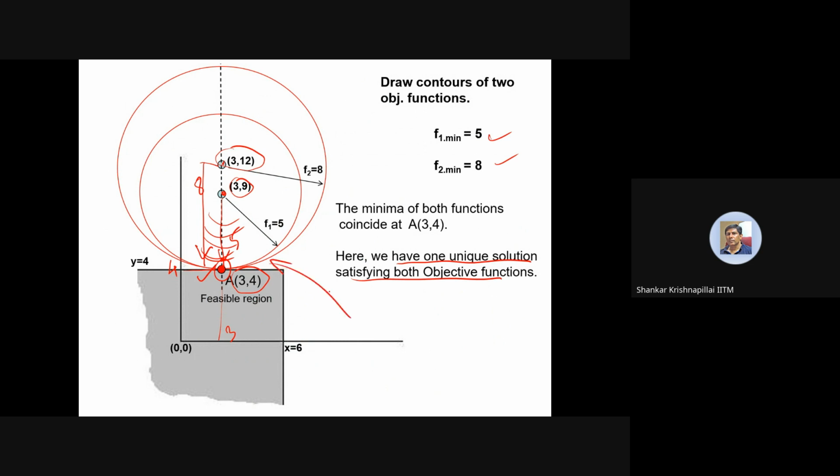But this situation is very rare. If you have two objective functions, it is highly unlikely that their contours will touch the feasible region at exactly the same point. So this is an unlikely case.